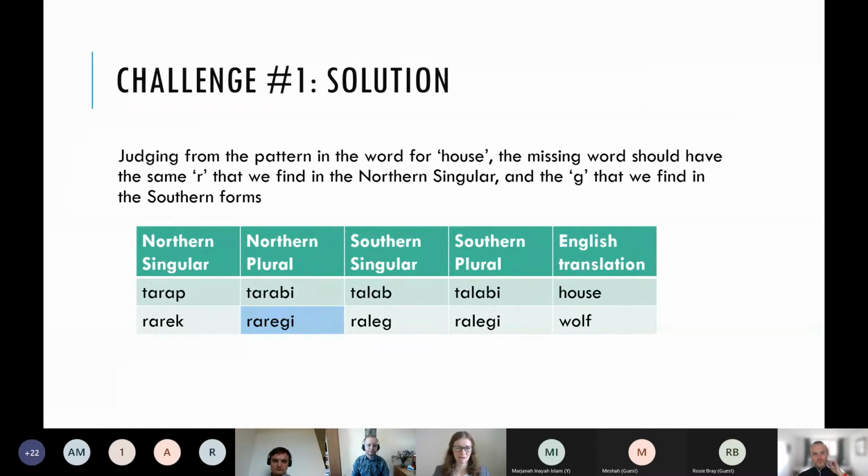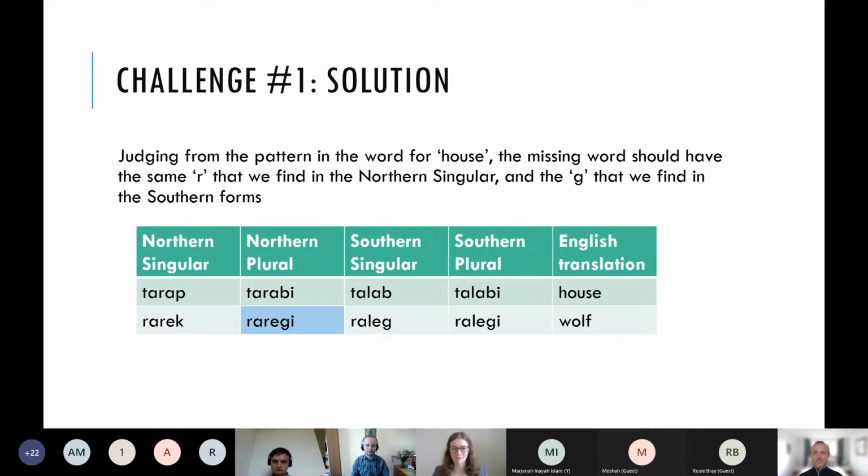Brilliant. So here's our solution. We can look at the word for house and we see that in the northern dialect, it's got an R in the middle, when in the southern dialect it's got an L in the middle. And we can also see that the southern forms always have a B, but in the northern forms, the singular has a P and the plural form has a B. So before the vowel, we've got B instead of P, and that B is shared with the southern forms.